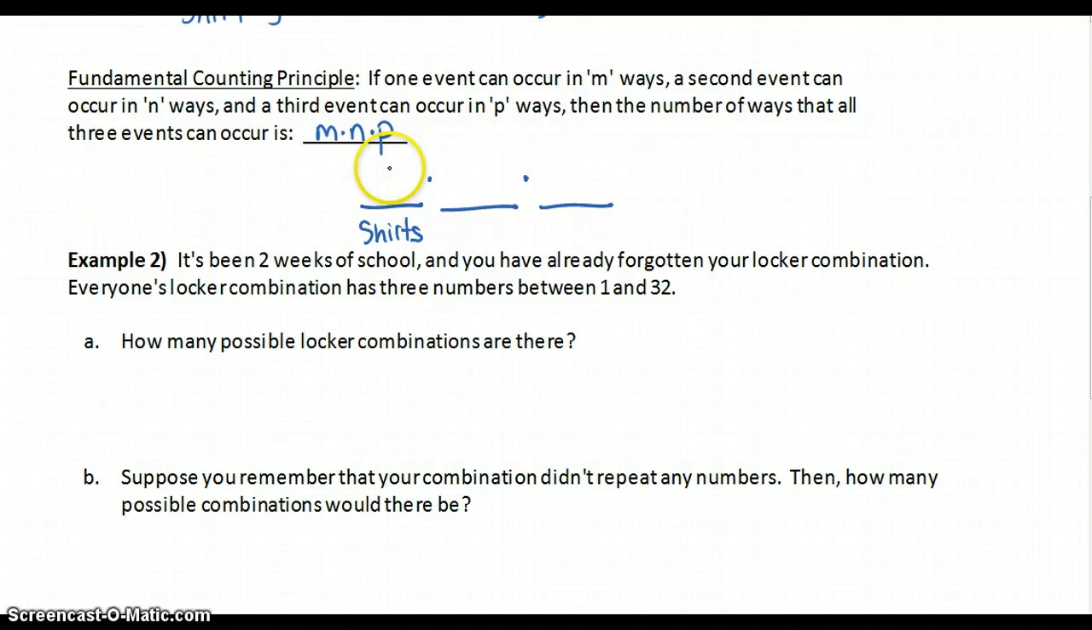So how many shirts can I wear? Well, there are 5 different shirts. How many pants? There are 4 different pants. And how many jackets? There are 2 different jackets. So we do 5 times 4 times 2, and that would give us 40 total outfits.